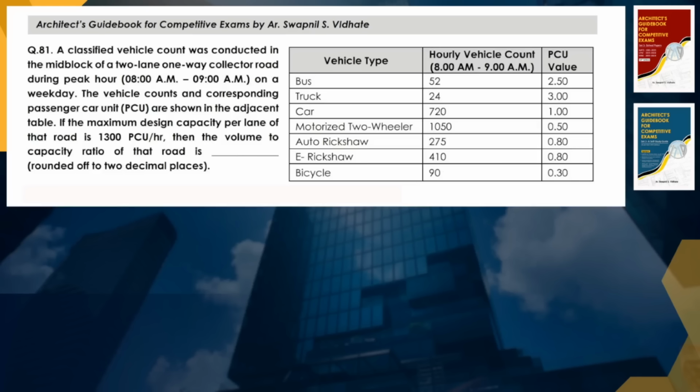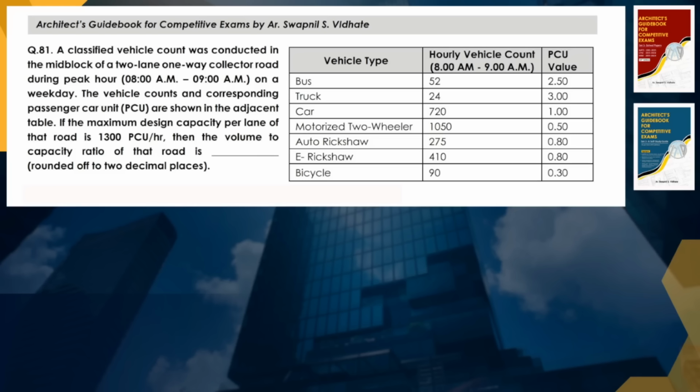The last question. A classified vehicle count was conducted in the mid block of a two-lane one-way collector road during peak hour, 8 a.m. to 9 a.m. on a weekday. The vehicle count and corresponding passenger car unit, PCU, are shown in the adjacent table. In the first column, they have mentioned the vehicle type, then hourly vehicle count, and this is the PCU value, right?